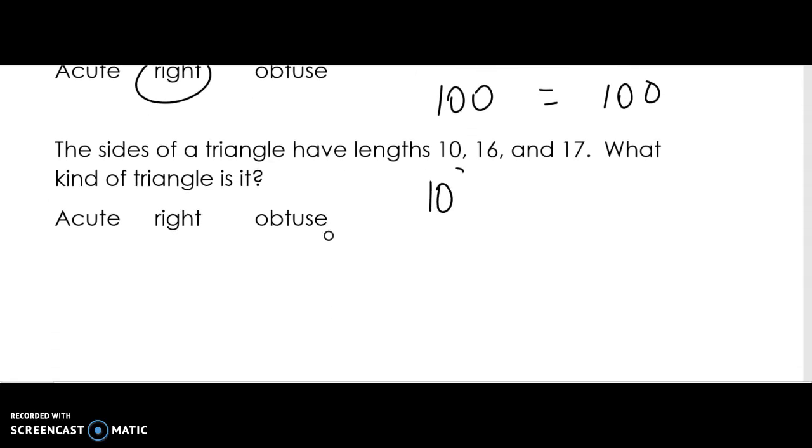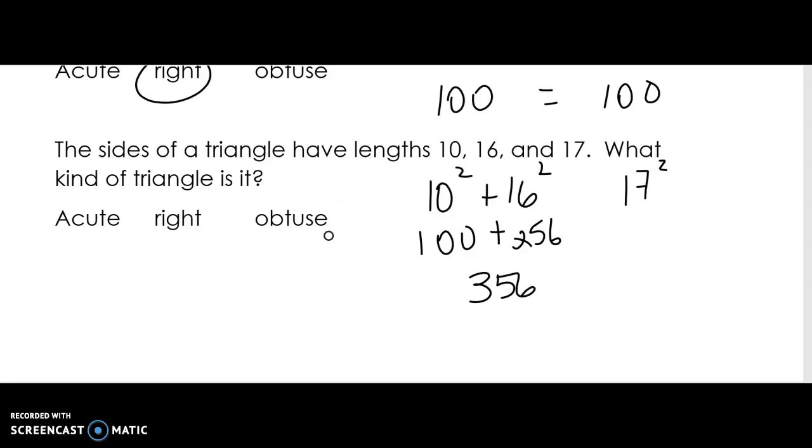Wonder what this one's going to be, huh? 10 squared plus 16 squared and 17 squared. 100 plus 256 is 356. 17 squared is 289. 356 is bigger than 289, so these are acute. That's it.